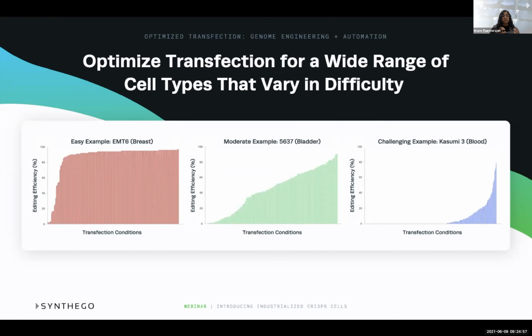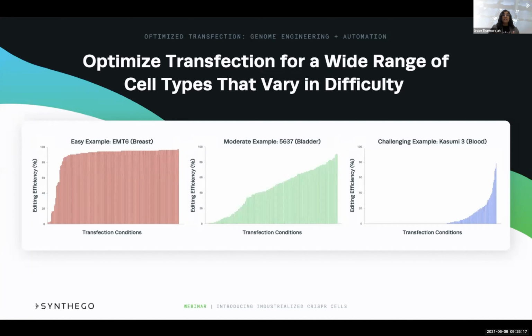With Kasumi3, what we see on your far right is a very small fraction of conditions that have editing efficiencies greater than 50%. And then of course, the 5637 cells fall somewhere in the middle, with about half of the transfection conditions yielding editing efficiencies greater than 50%.